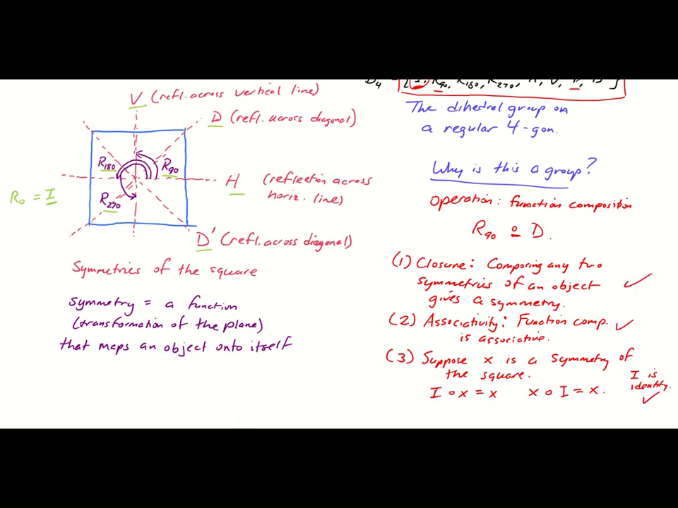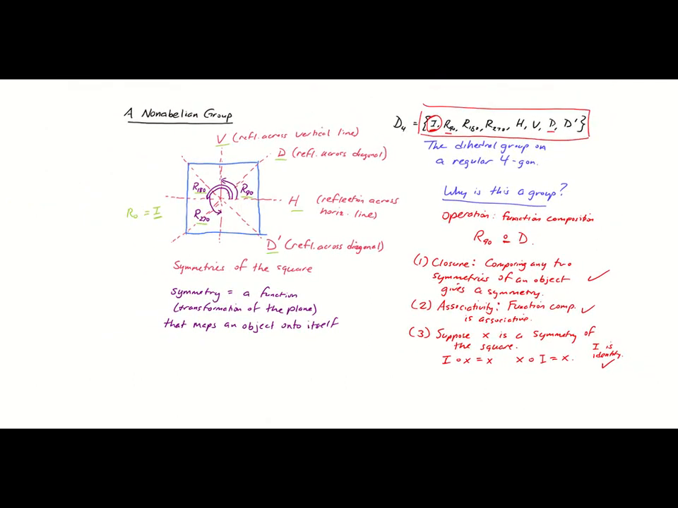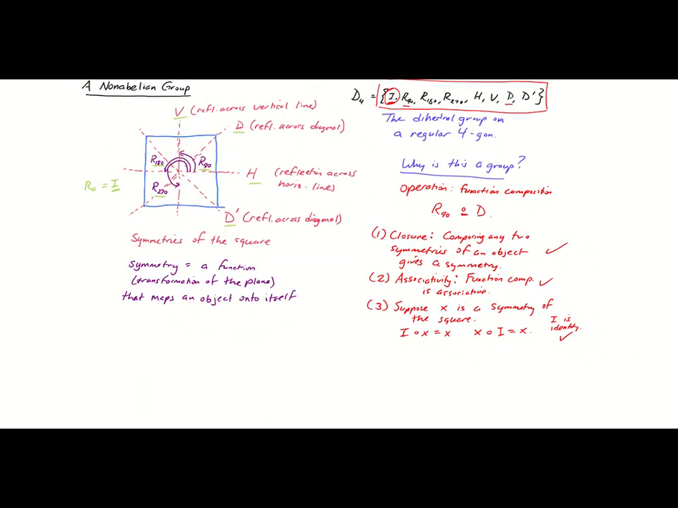Okay, so we have 3 properties, and the 4th property, you'll recall, is that I need each element to have an inverse. So let's verify that.